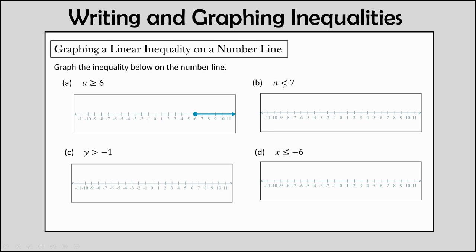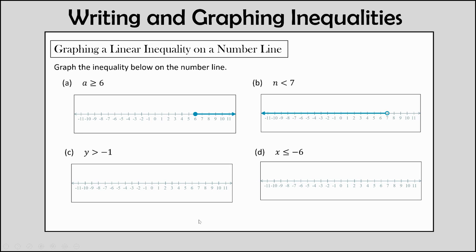Look at this one. N is less than 7. Okay, so now I'm saying I want all numbers that are less than 7. Now 7 is not included in that group because 7 isn't less than 7. So we're going to put an open circle on 7 saying, well, we're going to go right up to 7, but not included. So all numbers less than 7 are numbers to the left of 7.